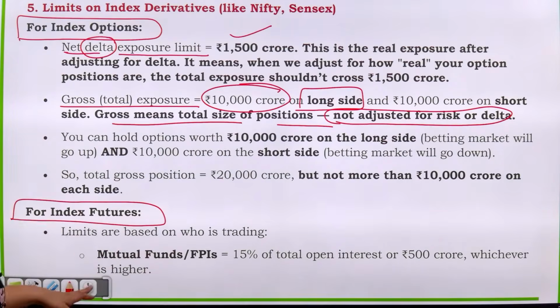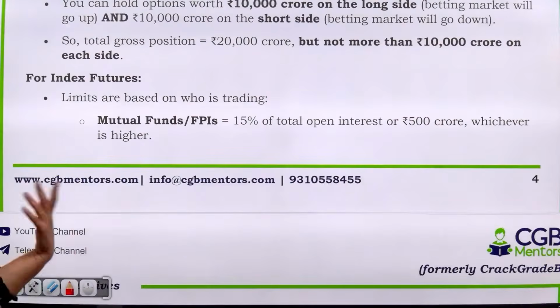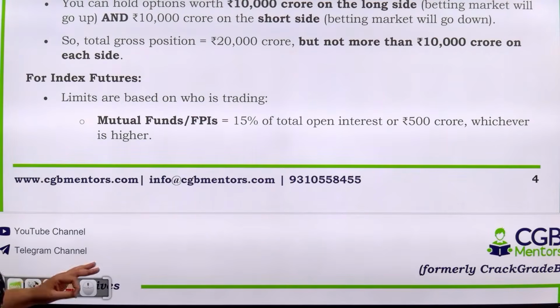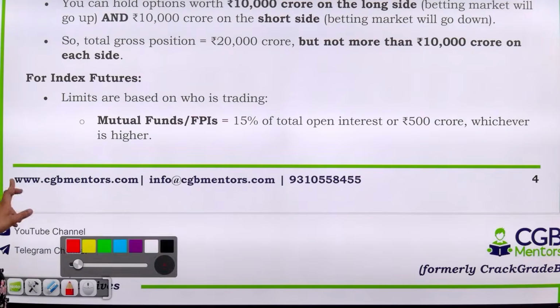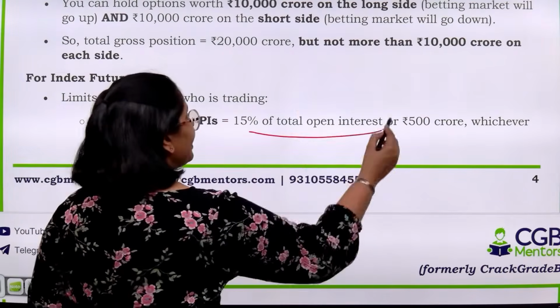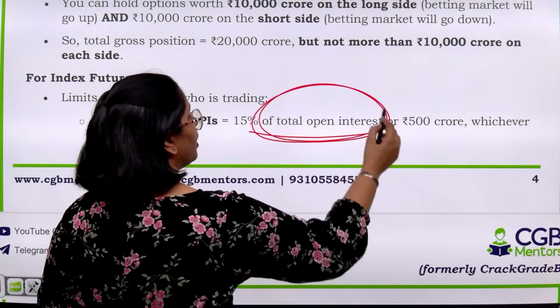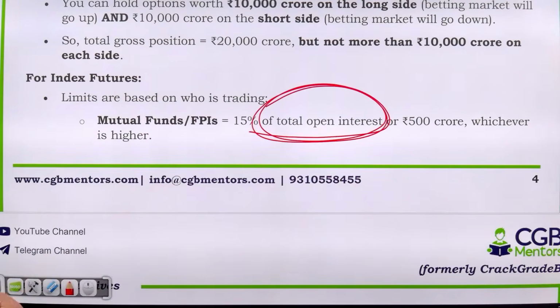both the sides. For index futures, for mutual funds and foreign portfolio investors, it is 15% of total open interest or 500 crore, whichever is higher. What does open interest mean? Active open contracts, right? So 15% of total open interest or 500 crore, that is the maximum.